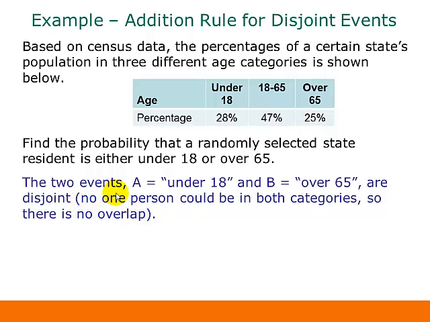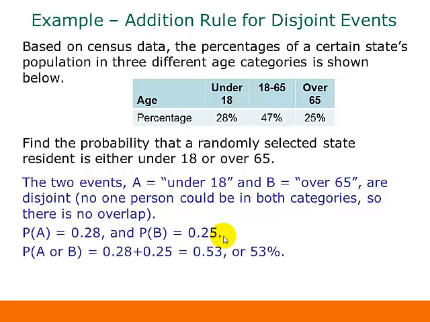So if we name these as events, A being under 18 and B being over 65, those two events are disjoint. And that means to find the probabilities, we just need the probability of each one. So the probability of event A is 0.28, and the probability of B is 0.25. So to get the probability of A or B, we just add those two together and we get 0.53 or 53%.